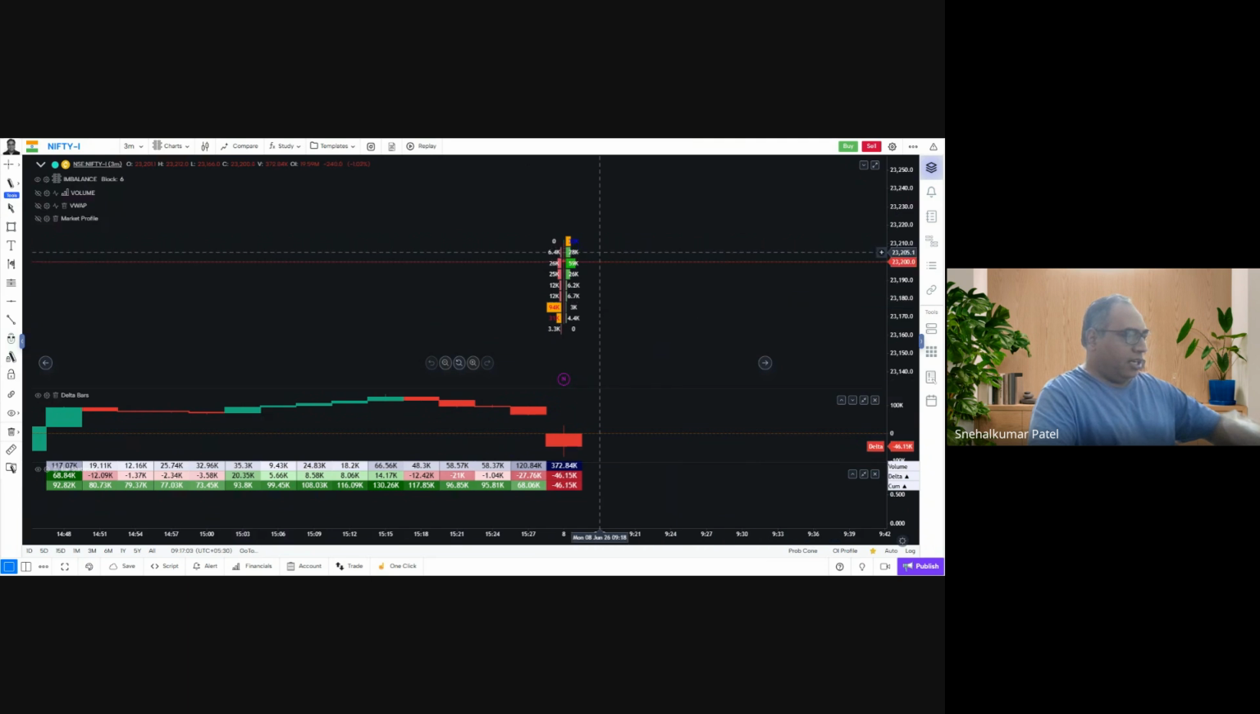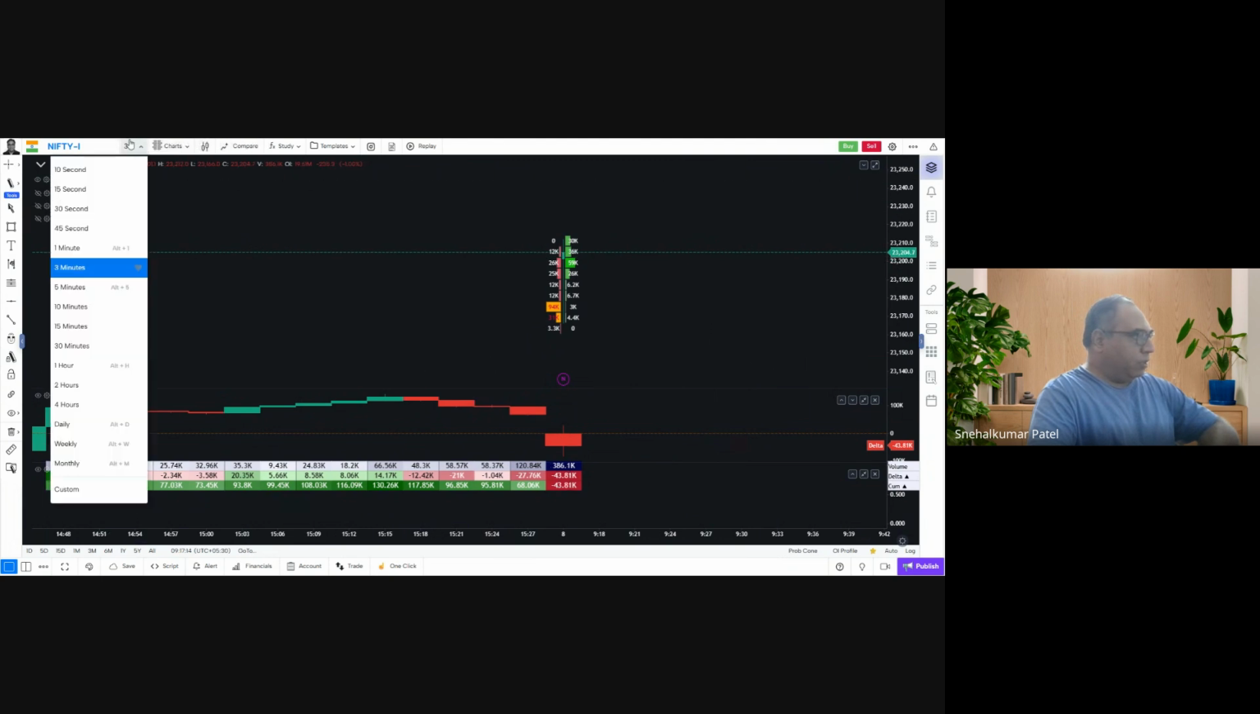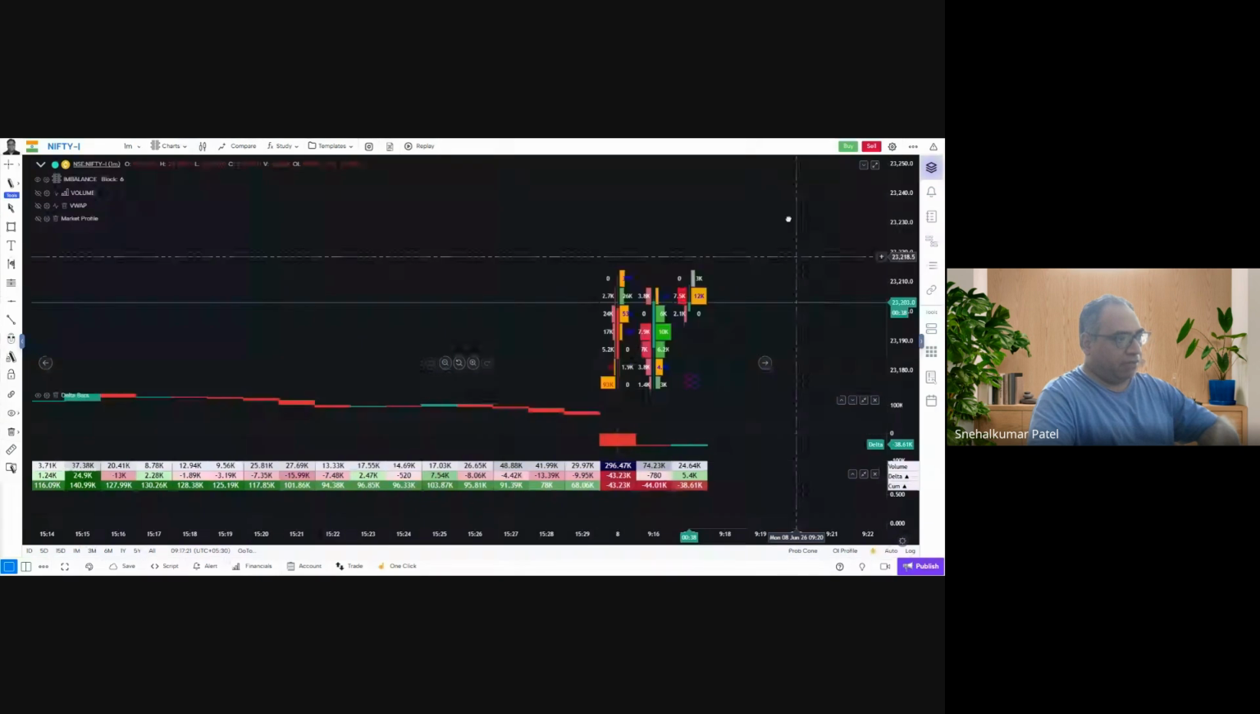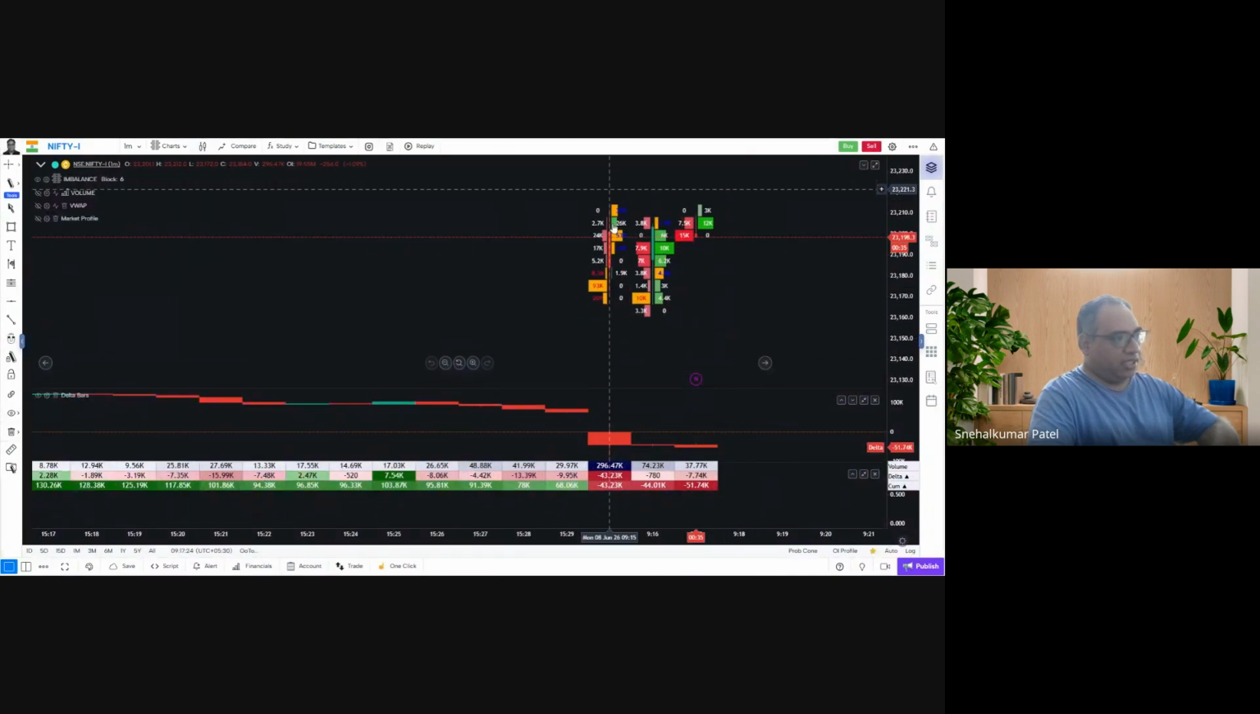This is a 3-minute chart, but we can update it to a different time frame as well. For example, if we want to see a granular picture, we can go to a 1-minute chart. That will show us what is happening at a 1-minute level. We can see the sellers and buyers interacting with each other, the matching of orders happening, how the orders are being placed in the market and how they are executed.